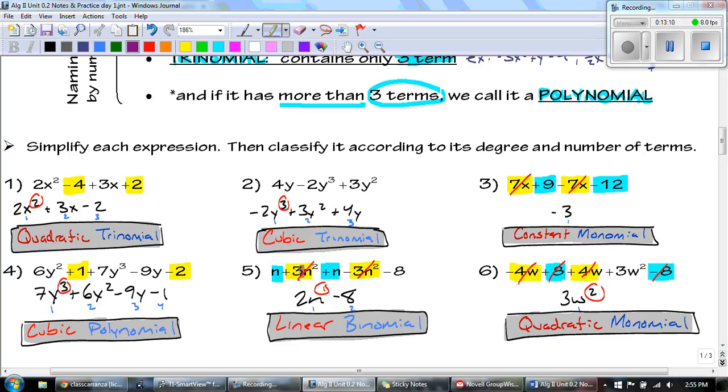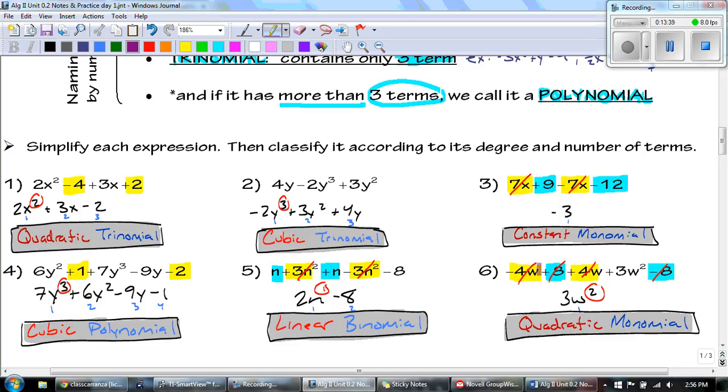Now for number 5, our 3n squared and our negative 3n squared cancel. We have n plus n, which gives us 2n, and then that minus 8 comes down. So the highest exponent is a 1. If it doesn't have an exponent, I just add it so I know that it's 1. That means linear, and there were 2 terms, so it's a linear binomial.